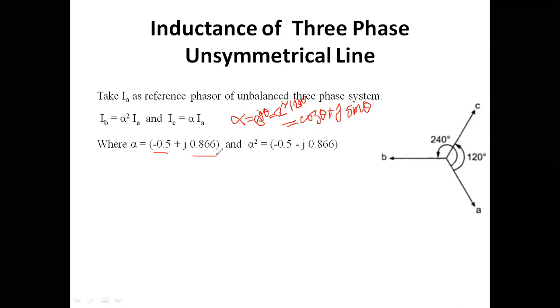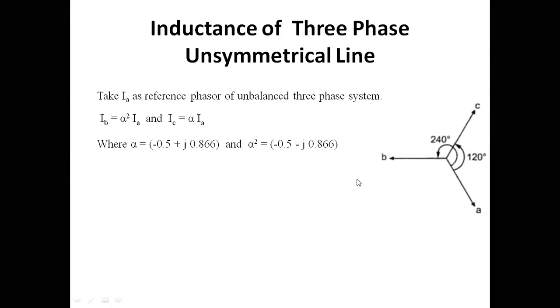All sin tan cos, this is the quadrant rule. Similarly for alpha square, theta becomes 240 degrees. For alpha square, what will be theta? Theta equals 240 degrees. For 240 degrees, cos 240 degrees plus j sin 240 degrees. So finally what we get is minus 0.5 minus j 0.866. So this will be the expression of alpha and alpha square for IB and IC.